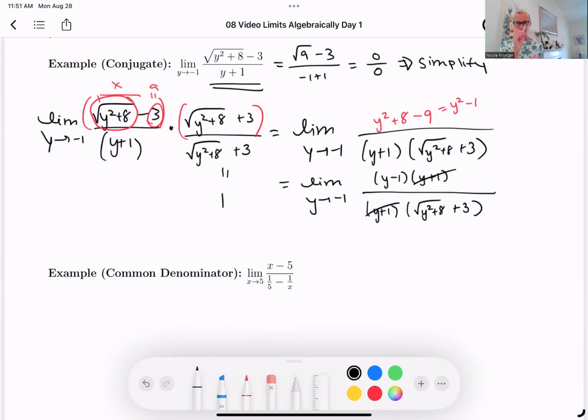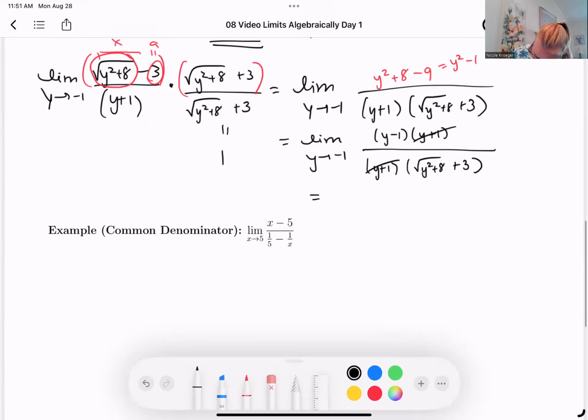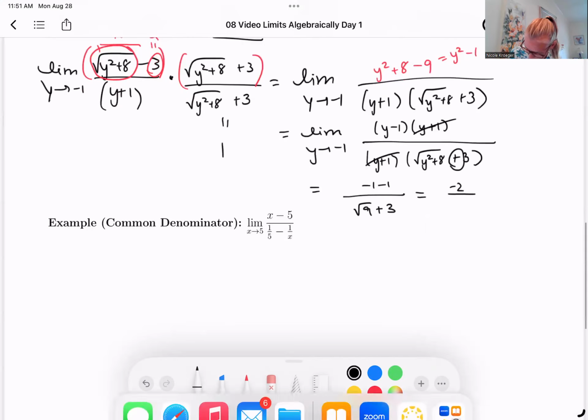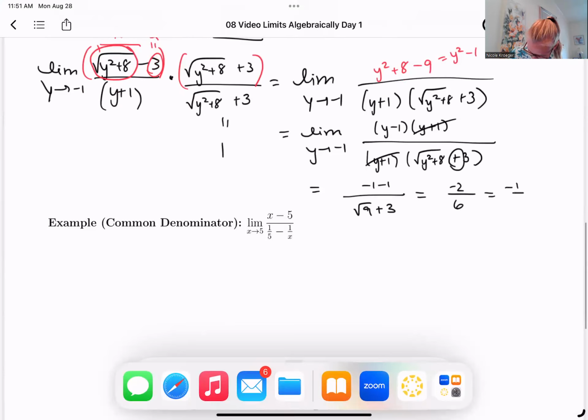Now I'm going to go ahead and plug -1 in, so I no longer have to write the limit. When I plug -1 in, I get -1 minus 1 over the square root of 9 plus 3. Notice that this is a plus down here now, which is good. So I get -2 over 3 plus 3, which is 6, or -1/3.